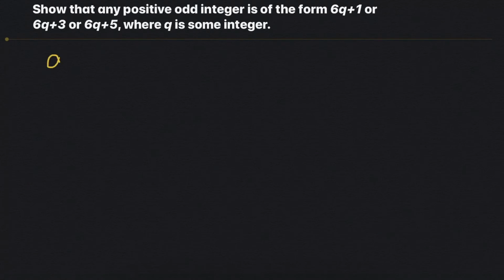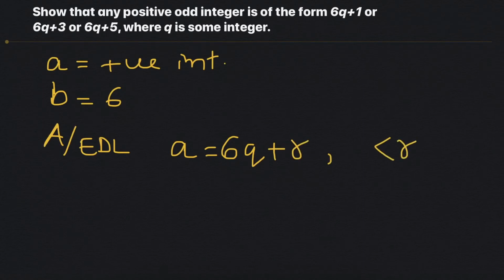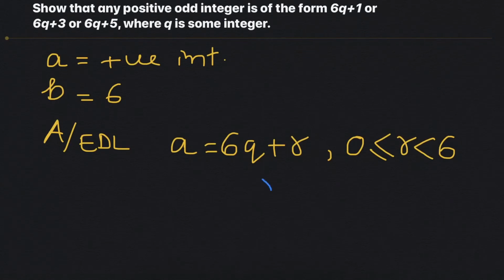Let us consider a is any positive integer and b is equal to 6. Okay, so according to Euclid's division lemma, a is equal to 6q plus r, where r should be greater than or equal to 0 and less than 6, because here b is equal to 6. The possible values of r would be 0, 1, 2, 3, 4 up to 5.